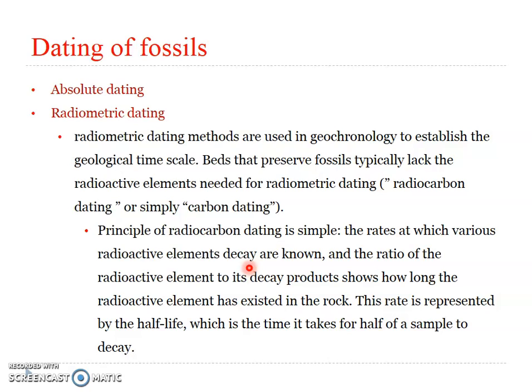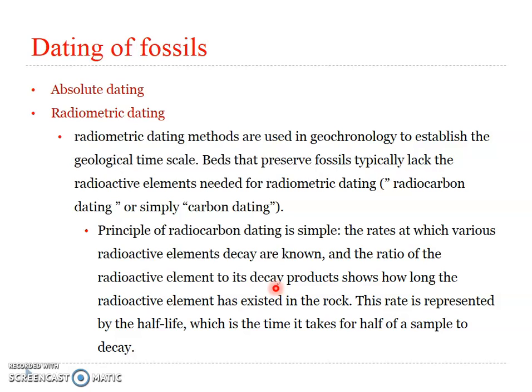We already know whether it is uranium, carbon, radioactive potassium or radioactive calcium, we know the T half. We know how much time it takes to decay, and the ratio of the radioactive element to its decay products. If it is carbon, carbon 14 is the radioactive element, and we know the half-life of carbon 14, and what the product is. So the ratio of the radioactive element, for example carbon 14, and its decay products, what is produced by the decay of carbon 14, shows how long the radioactive element has existed in the rock.